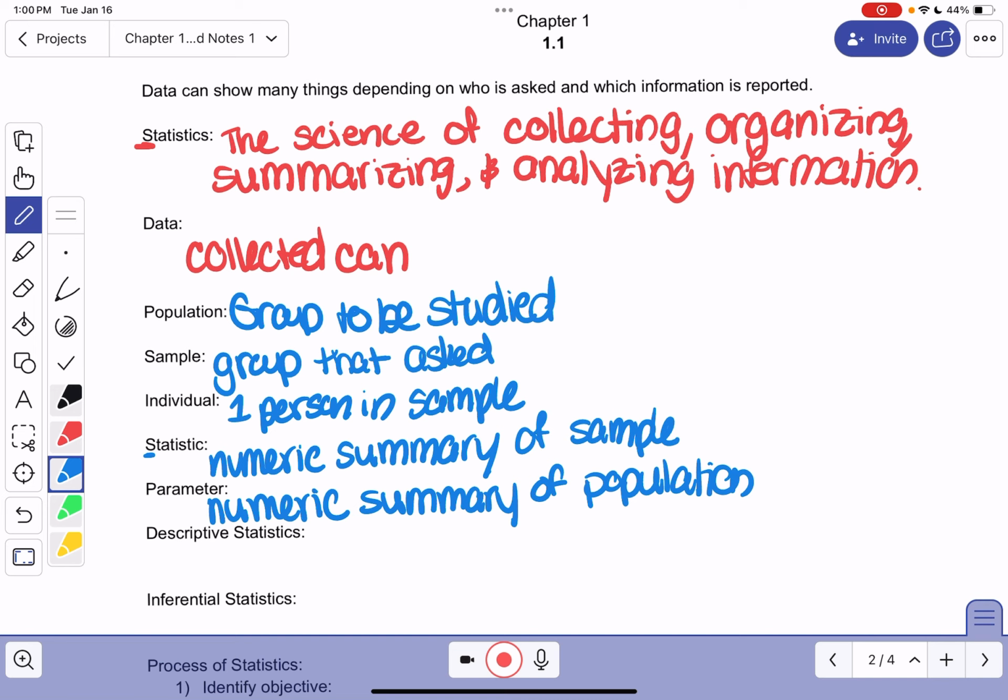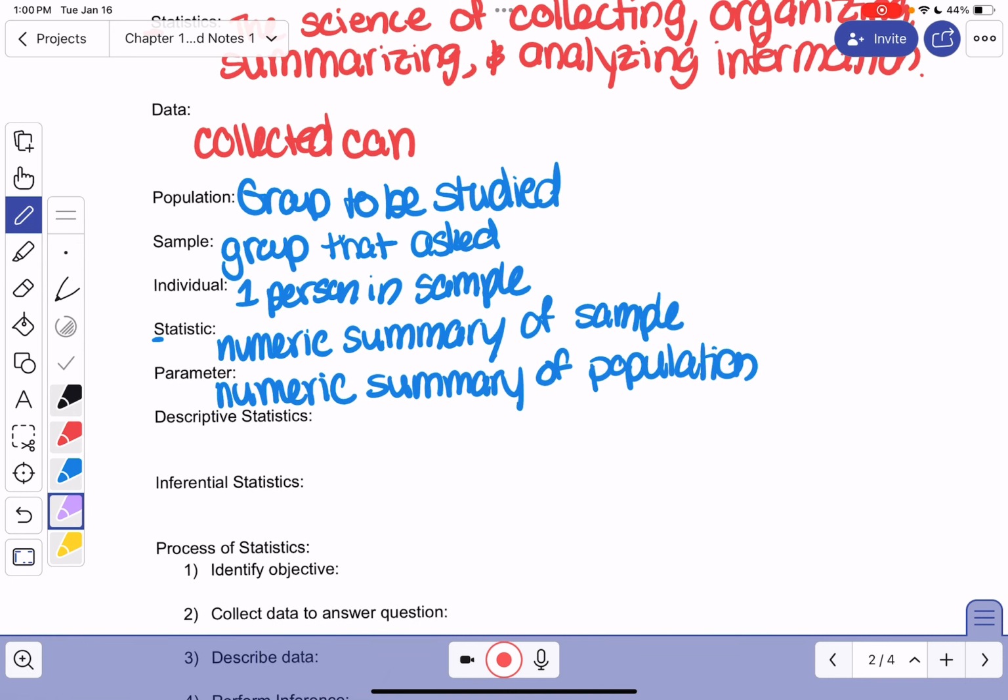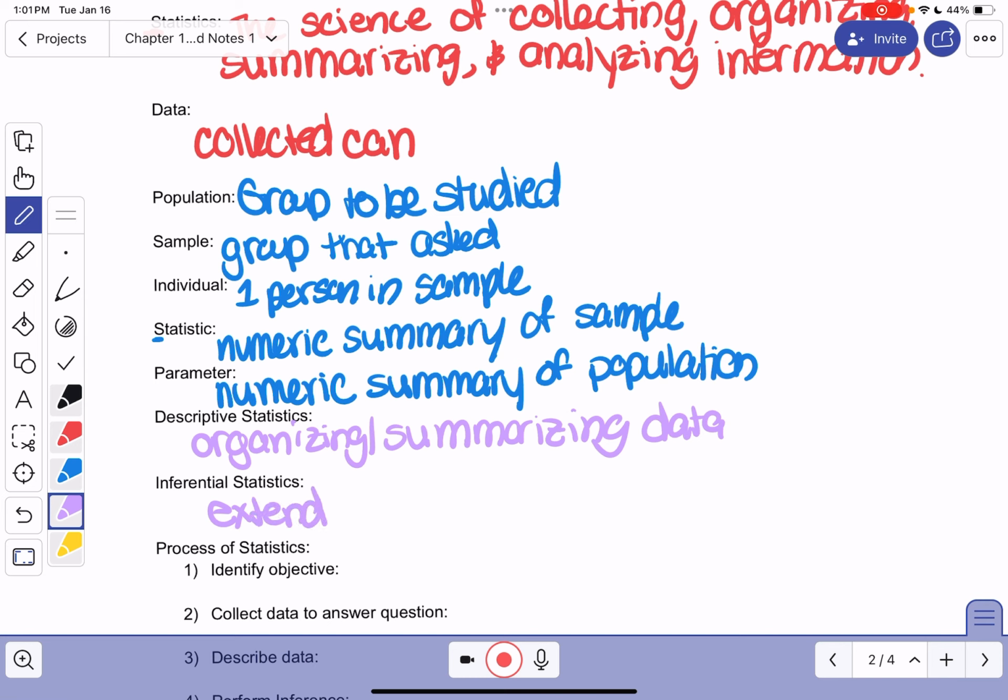When you hear people talk about descriptive statistics, those are how you organize and summarize the data. Summarizing data. So this could be in a table. This could be a chart. It could be a graph. Anything that's representing the actual data you gathered from the sample. Your inferential statistics is you take inferences or you do math to extend those results to the population.